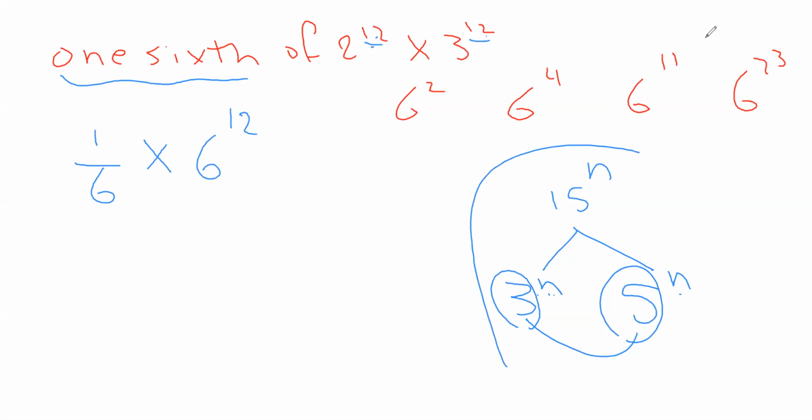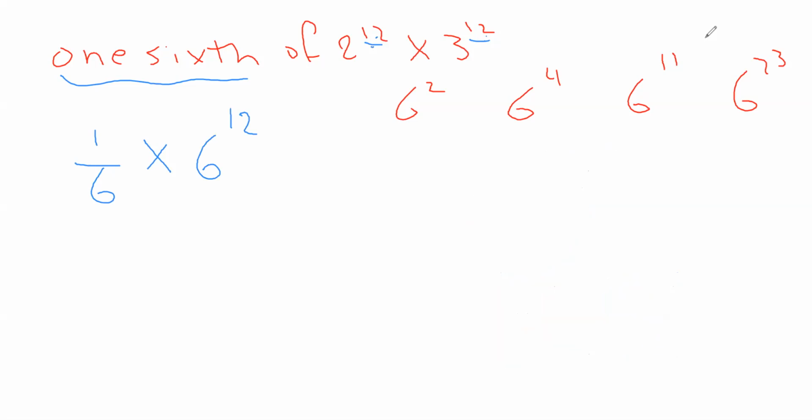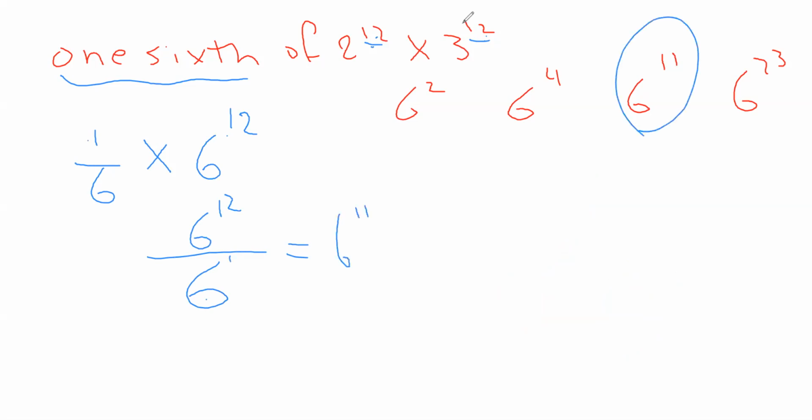Now I think it's easy. 1 over 6 times 6 power 12. If I want to multiply the numerators, 1 times 6 power 12 becomes 6 power 12 divided by 6. Bases are equal and between them there is division. So it will be 6 power what? 6 power 12 divided by 6 power 1, which is 6 power 11. So the answer is 6 power 11.